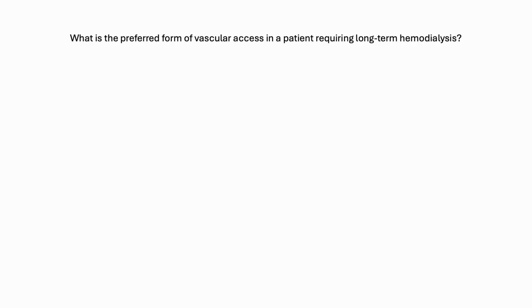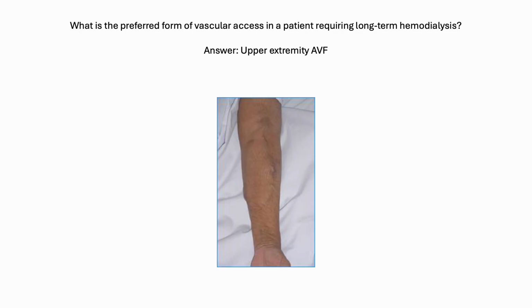What is the preferred form of vascular access in a patient requiring long-term hemodialysis? So here we're going to go with an upper extremity AVF, that fistula between the artery and the vein. It's the best thing if we're going with repeated access for hemodialysis for long-term management.